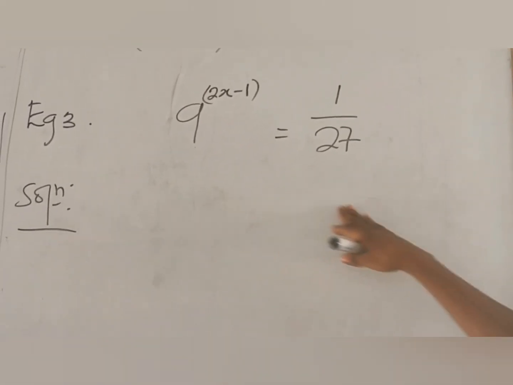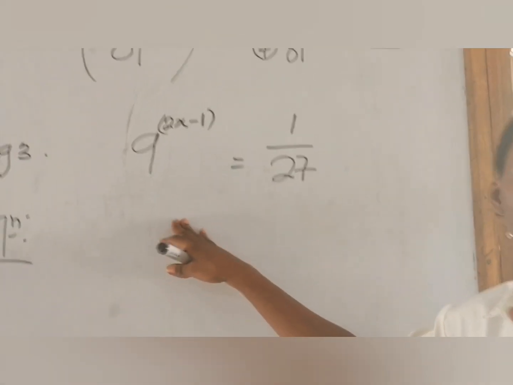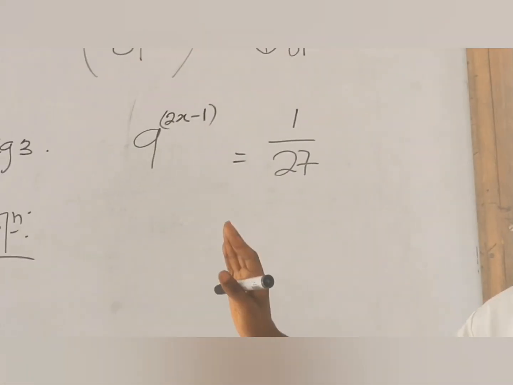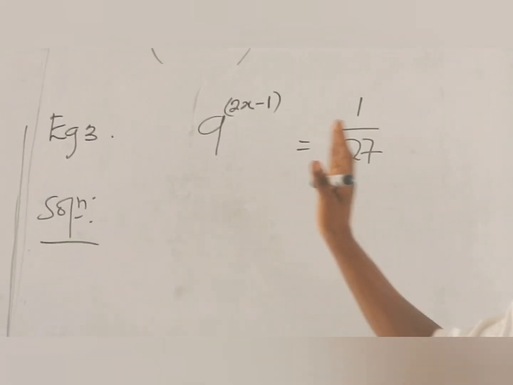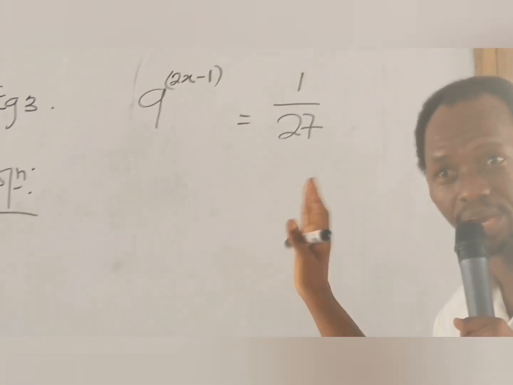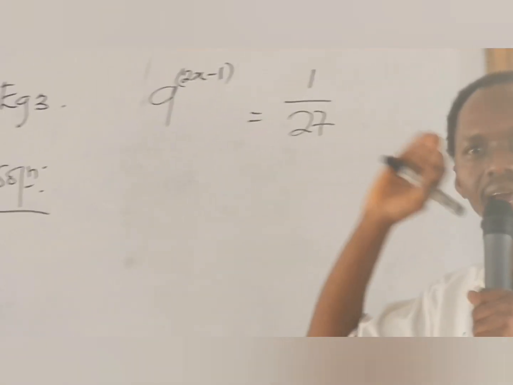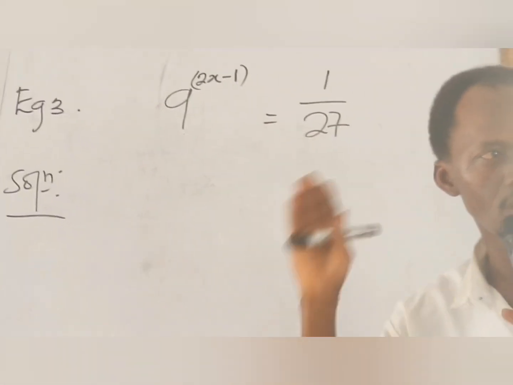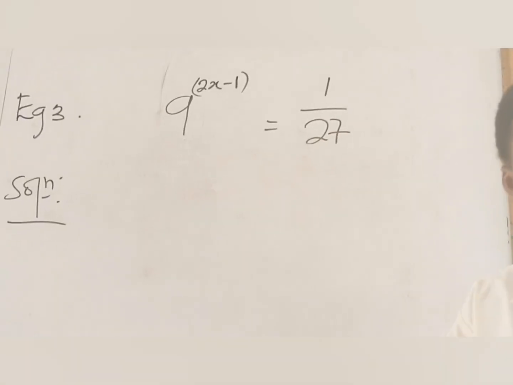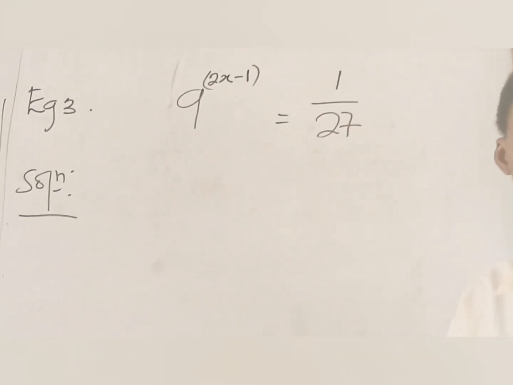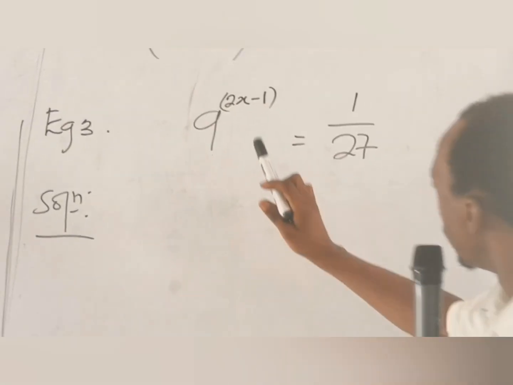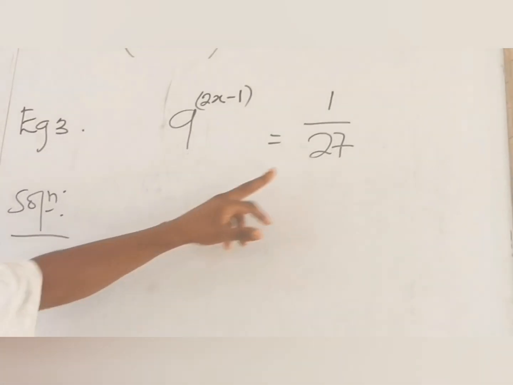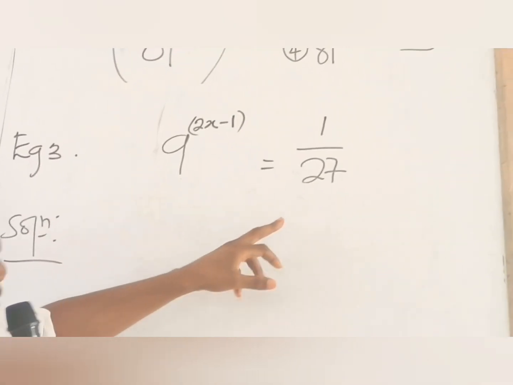We have been given a property that says that when the powers are the same, do what? Equate the bases. When the bases are the same, do what? Equate the exponents. So all we are trying to find out is how we can either make the powers the same or make the bases the same. Are you all here? Yes. So let's see, is there any way we can rewrite 1 over 27?